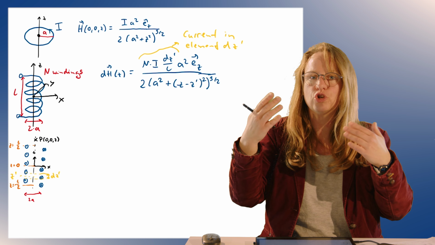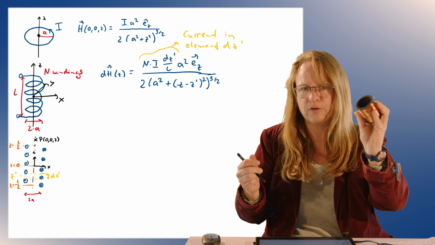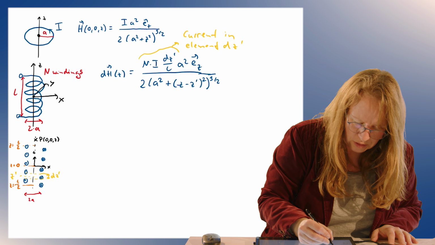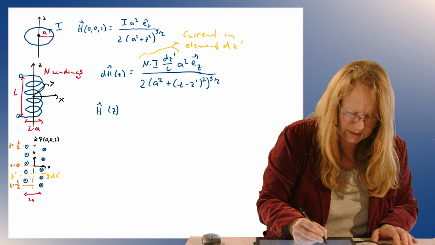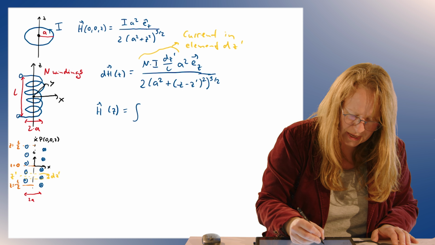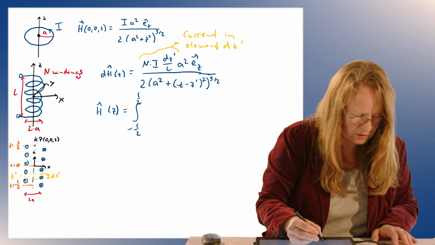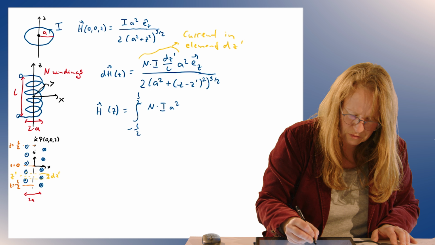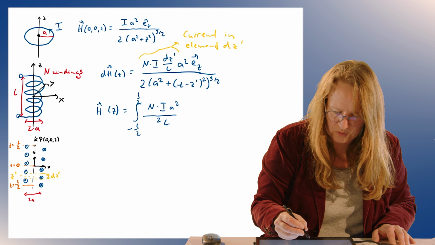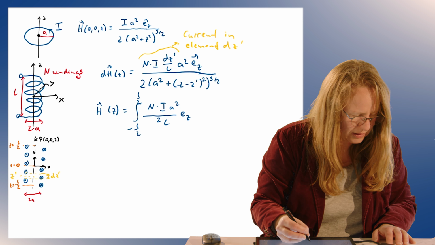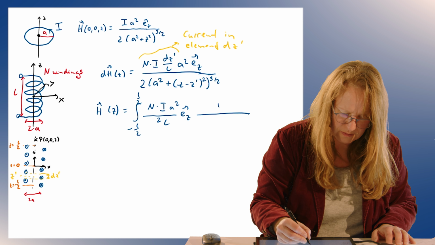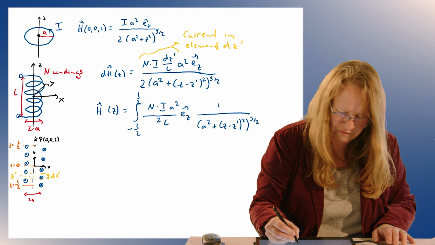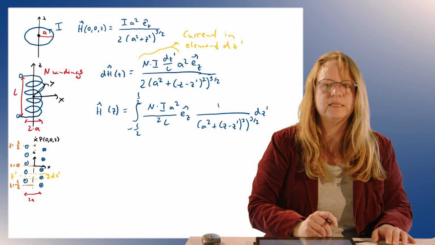And now in order to get the total magnetic field due to the complete size of the coil, we have to integrate this over the total length of the coil. So the overall Hz is then equal to the integral from minus L half to L half of n times I a squared over 2 times the length. I take all the constants here, and then we have left 1 over a squared plus z minus z dash squared to the 3/2, and we integrate along dz dash.